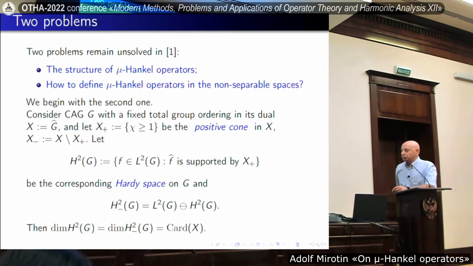Helson and Lowdenslager in this context defined the Hardy space H2 over the group G as the space of functions in L2 of G whose Fourier transform is supported in the positive cone, and its orthogonal complement H2 minus of G consists of functions in L2 whose Fourier support is in the negative cone. The Hilbert dimension of H2 of G and H2 minus of G is the cardinality of X. If the group G is not metrizable, it is known that X is not separable, not countable, I'm sorry. So in this case, if G is not metrizable, these Hilbert spaces H2 and H2 minus are non-separable spaces.